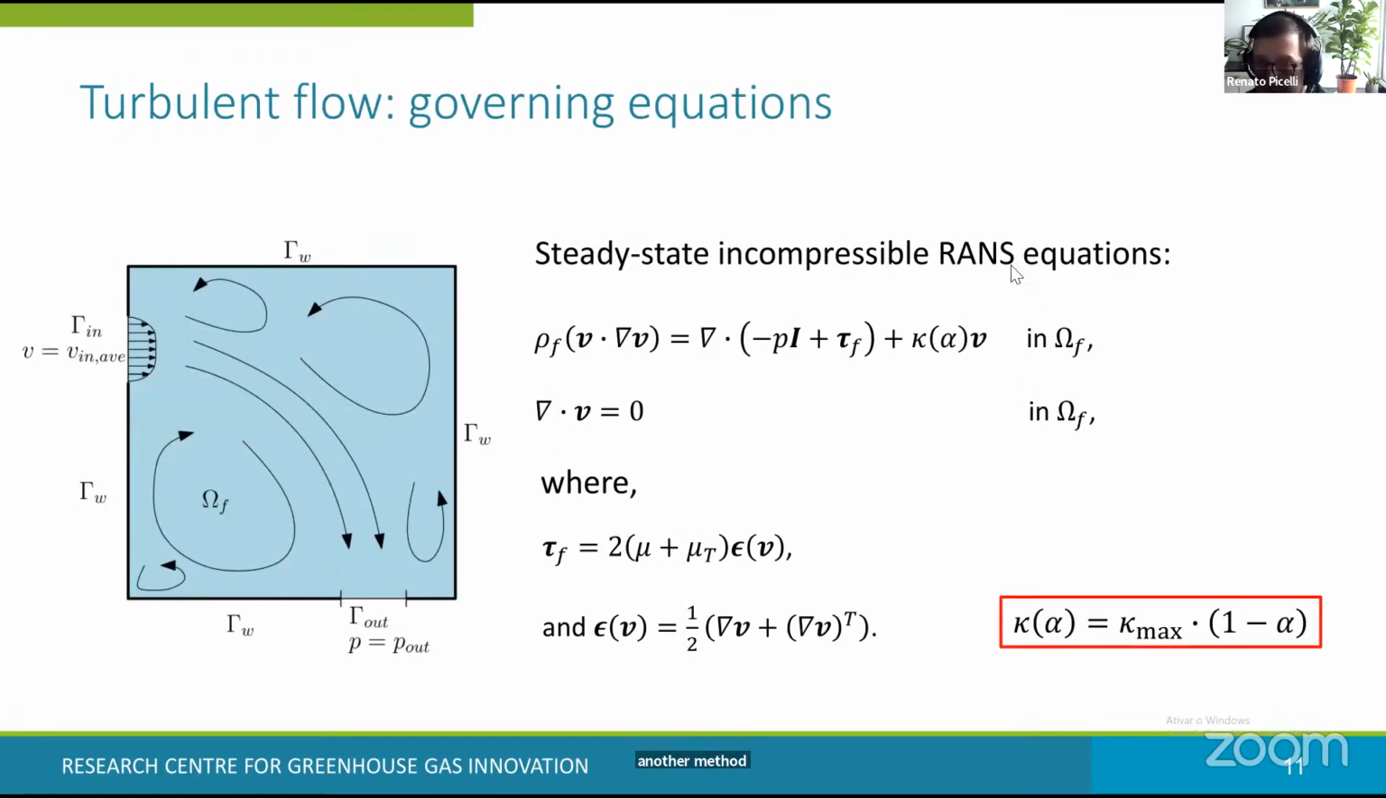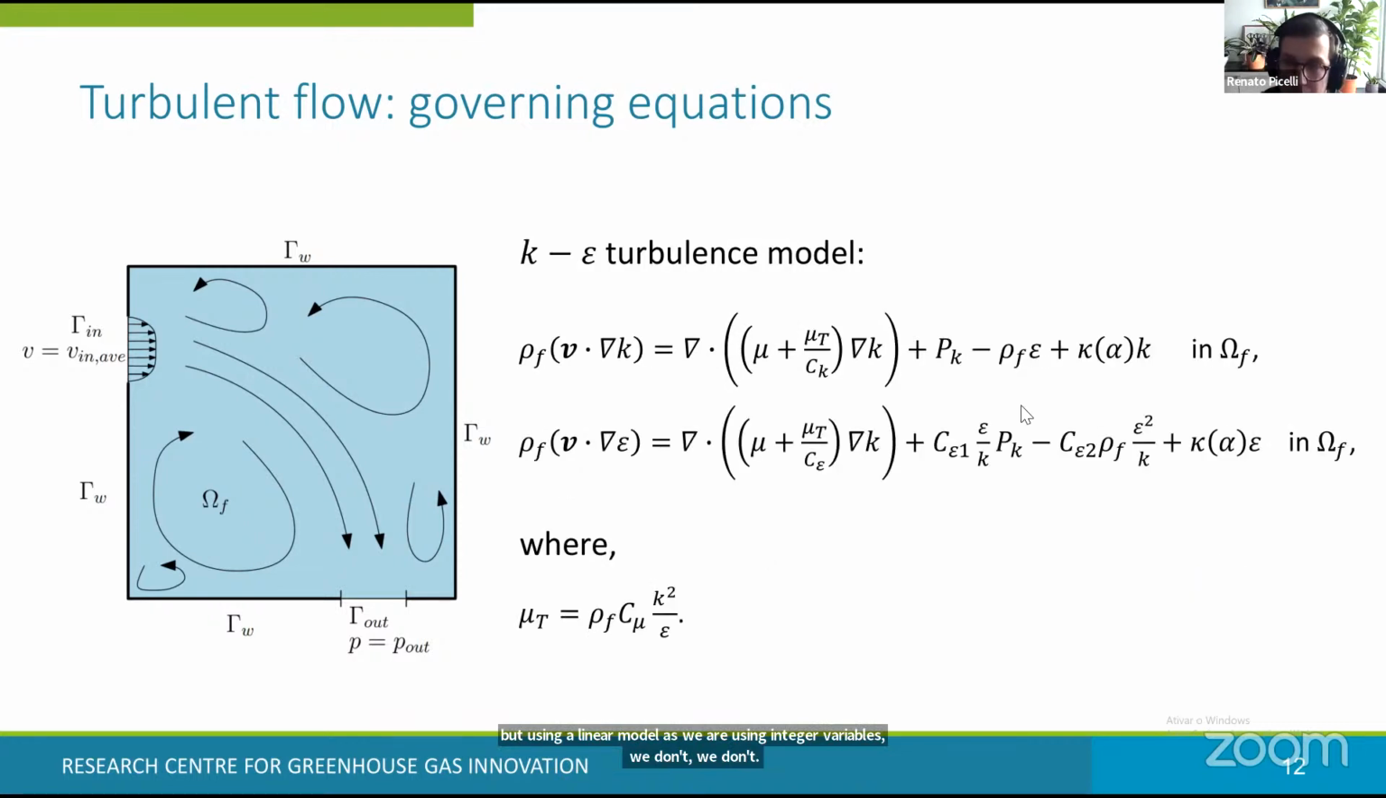So we are using the RANS equations to model turbulence here. We are using a linear interpolation model. We are still doing the standard inverse permeability approach, but using a linear model. As we are using integer variables, we don't need a more complex model than that. We are using the k-epsilon turbulence model just for illustration, so we solve two extra equations on turbulence variables.